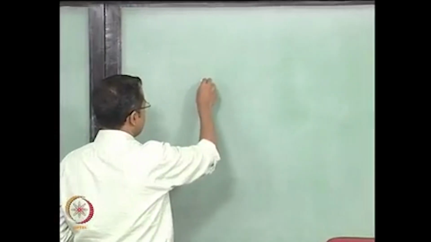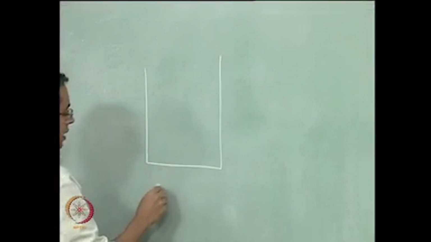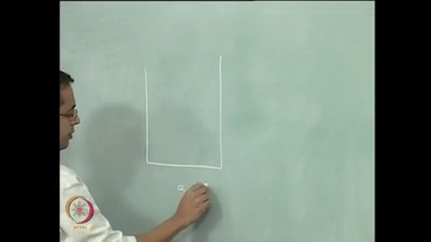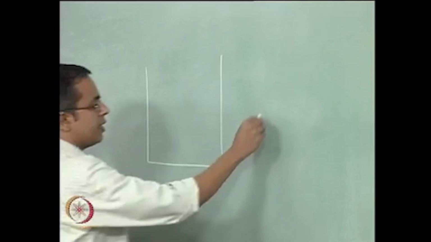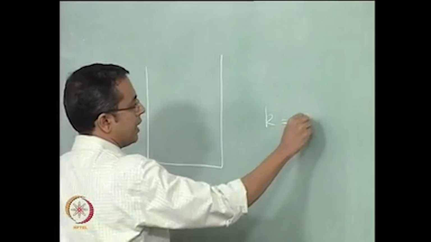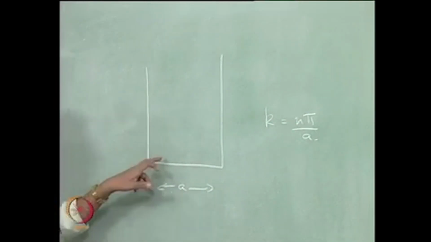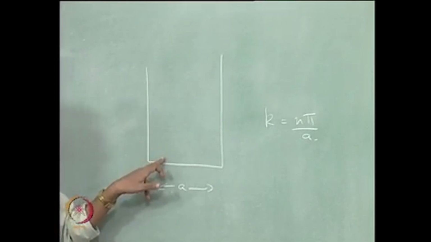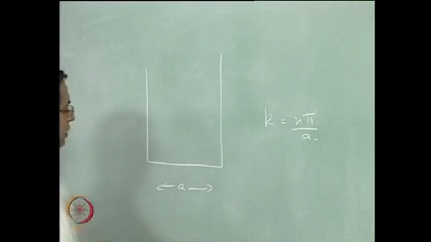We found that when you have some dimension a within which an electron is confined, then the allowed values of k are n pi by a, because of the confinement. Now we also noted that in the samples that we are dealing with, there are two levels of confinement.